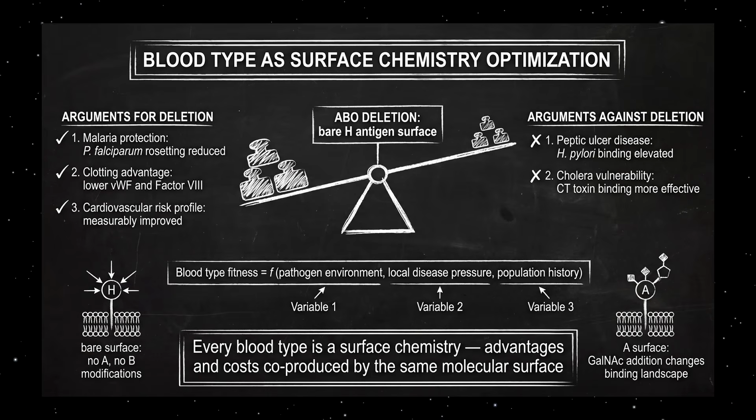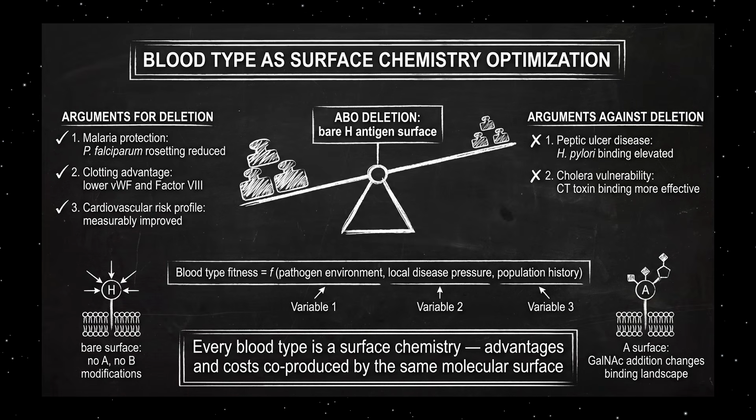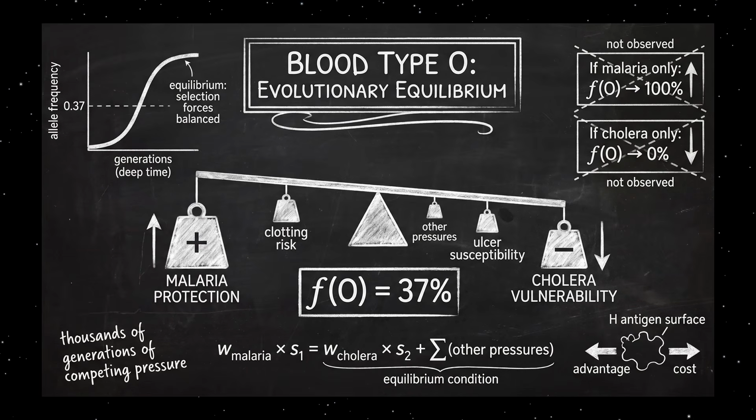The malaria protection and the cardiovascular advantage argue for the deletion. The gastric and cholera vulnerabilities argue against it. Every blood type is a trade-off. Surface chemistry optimized under specific pathogenic pressures, producing advantages and costs simultaneously. The 37% frequency represents the equilibrium the competing pressures settled on across thousands of generations.